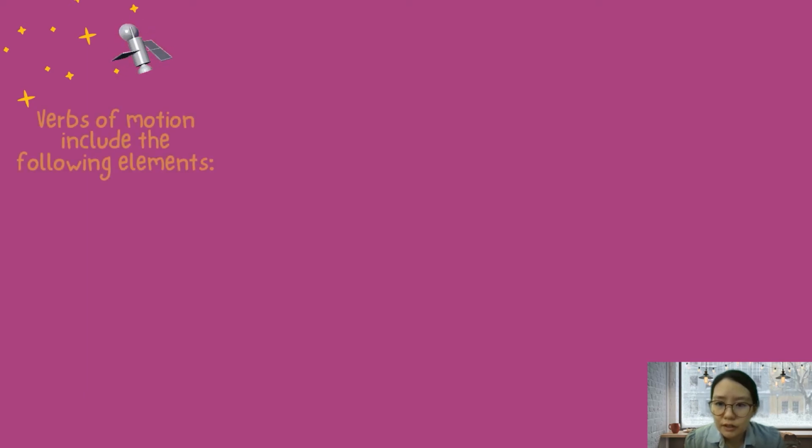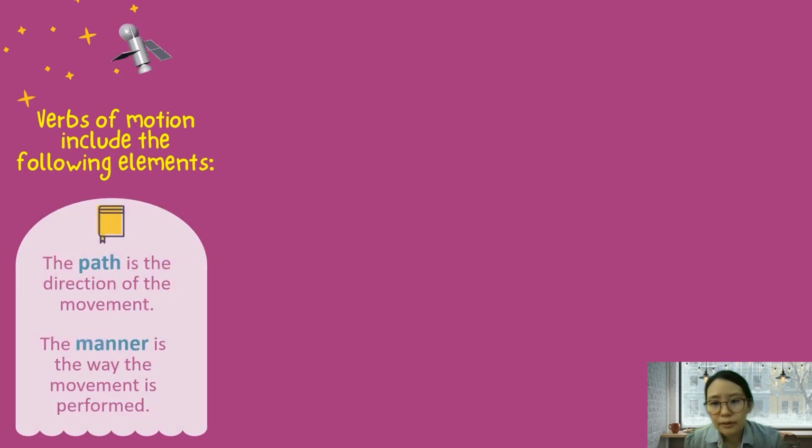So this is the verb of motion. The verb of motion includes the following elements: the path and the manner, just mentioned. In a word phrase, we can encode the path, which is the direction of the movement or where something is going. And we can encode the manner, which is the way the movement is performed, how something is moving.